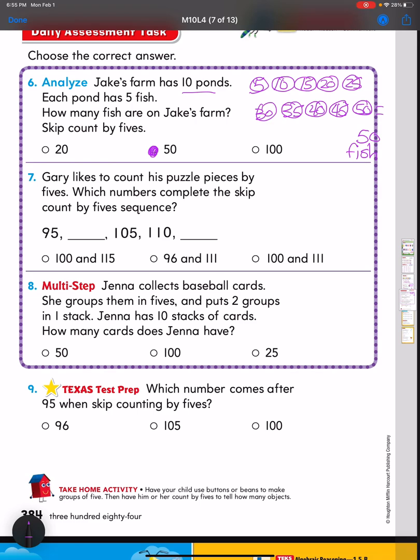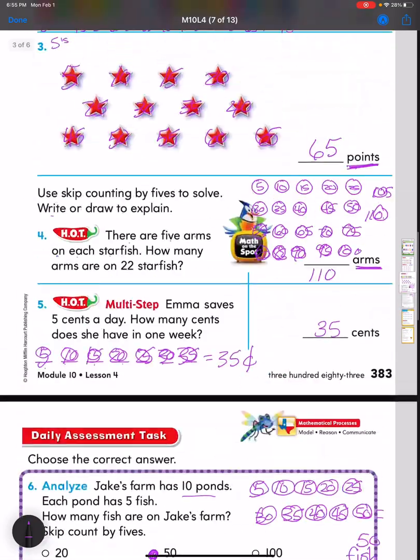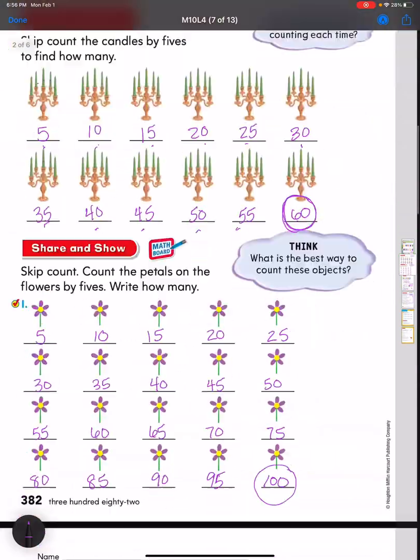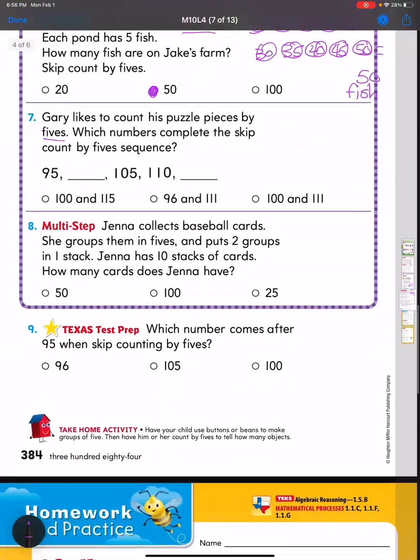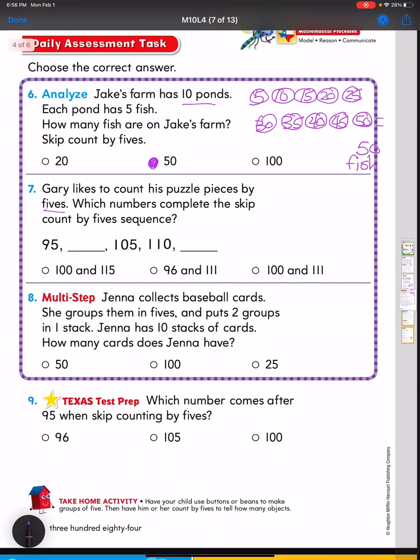Number 7, Gary likes to count his puzzle pieces by fives. Which numbers complete the skip count by fives sequence? You could also look at a hundreds chart to help, or a 120s chart to help you solve this problem, if you have one. Everyone should have one in their white binder. But basically, I'm going to increase by 5 each time.